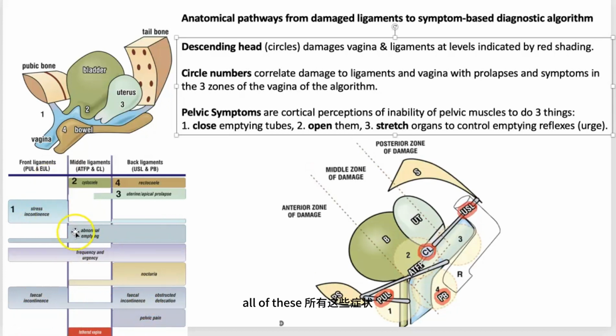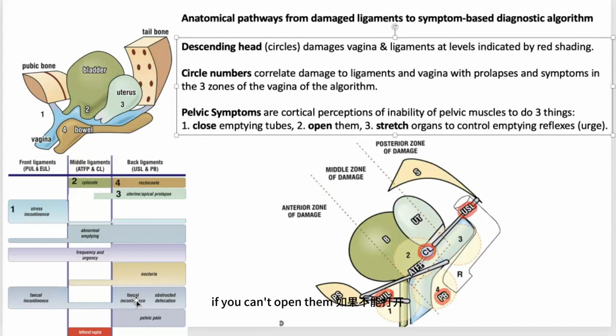Pelvic symptoms, all of these, are cortical perceptions of the inability of pelvic muscles to do 3 things: to close the emptying tubes here, to open them, or to stretch the organs to control the emptying reflexes, which is what urge incontinence of the bladder and bowel are. So, to close the emptying tubes. For the bladder, stress incontinence. For the bowel, for the anus, fecal incontinence.